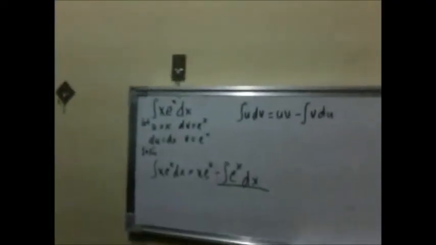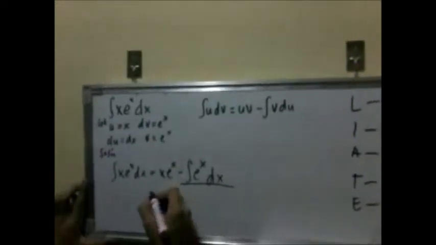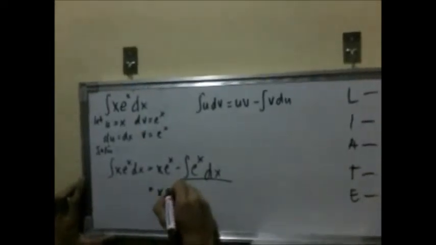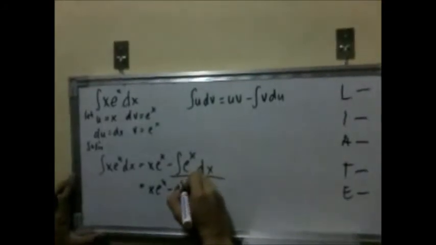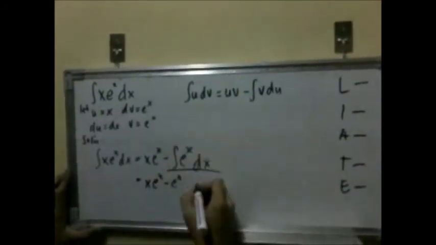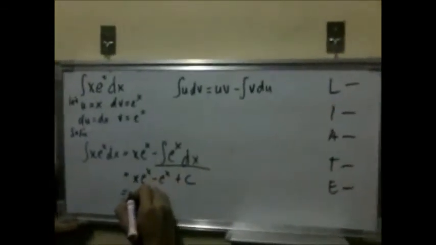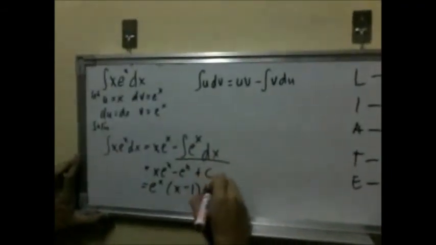In this case, the integral of e raised to x dx is already integrable. So you just integrate it and we get x times e raised to x minus e raised to x, which is the integral of this one, plus c. Simplifying it will be equal to e raised to x times the quantity x minus 1 plus c. So that's how we integrate by parts.